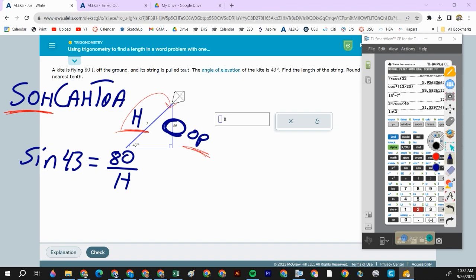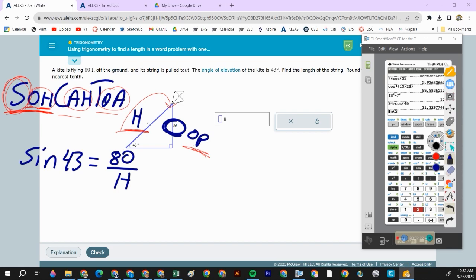H is always the long side. No. Well, it depends on the ratio. So these are your ratios. So O divided by H, A divided by H, and O divided by A. So this one used O and H, so I had to choose the sine. And we know that sine is the O side divided by the H side. Is that what you were asking? Yeah, so in this case, H is always on the bottom.